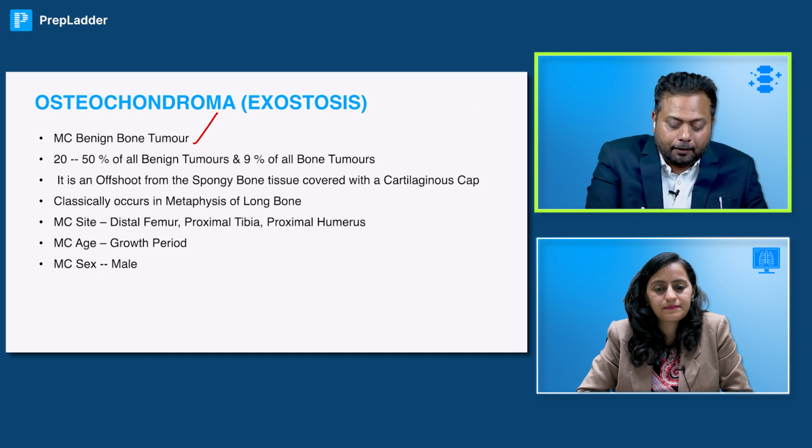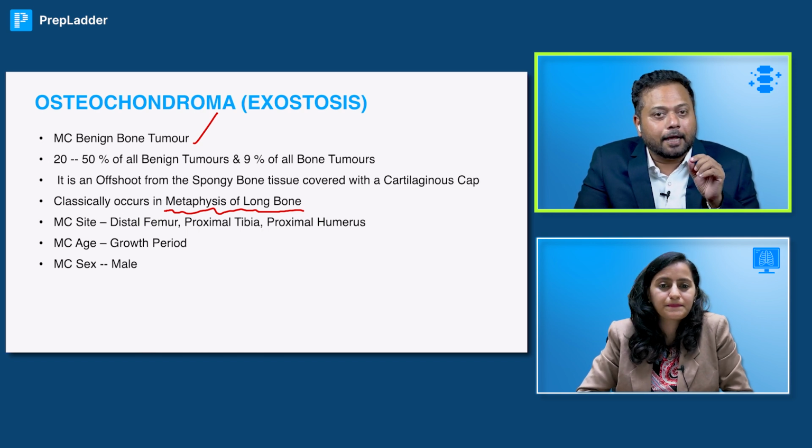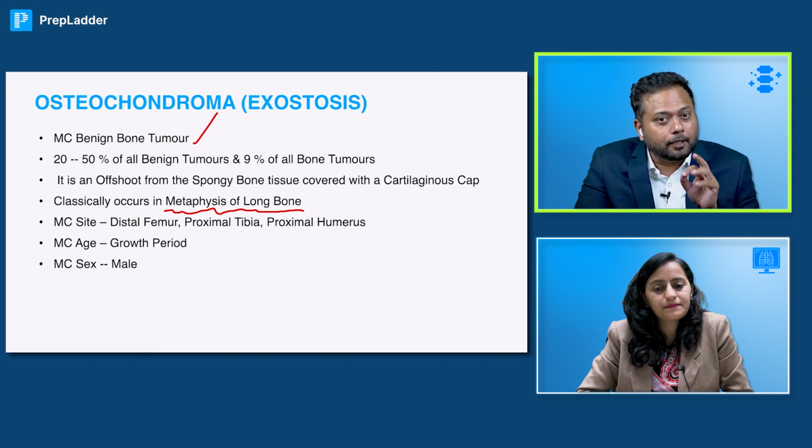Classically, it occurs in the metaphysis. This is the rule. As ma'am said already, some exceptions are there. Very rarely, osteochondromas can happen in the diaphysis. Very rarely, it can happen in the epiphysis. That I'll show you in the next slide.